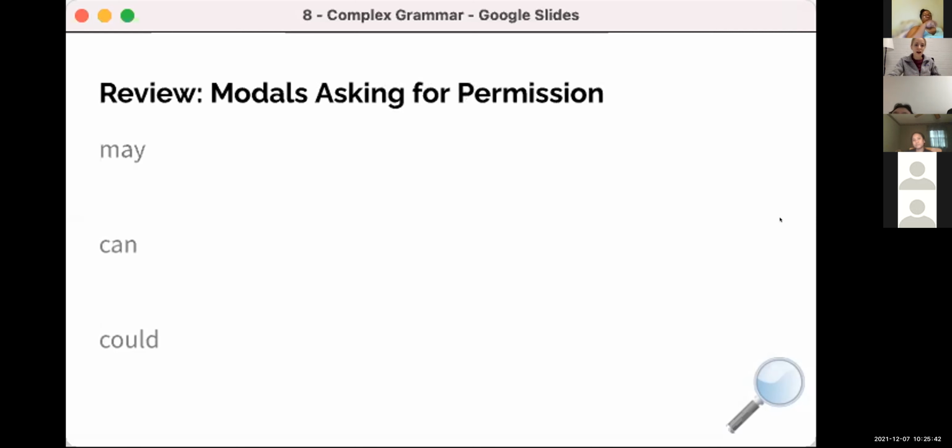Let's look at modals of asking for permission. Usually we ask for permission for ourselves to be able to do something, to take an action that we want to take. So may I, can I, and could I? What is the difference between these three modals? It's informal and formal. It moves from more formal, may I go to the restroom, to less formal, could I use your restroom?